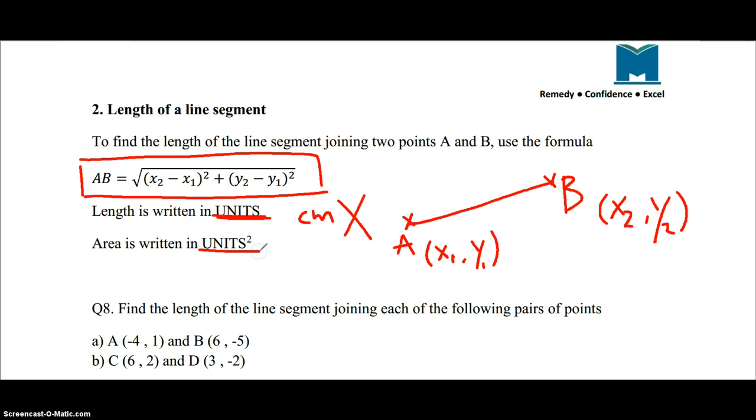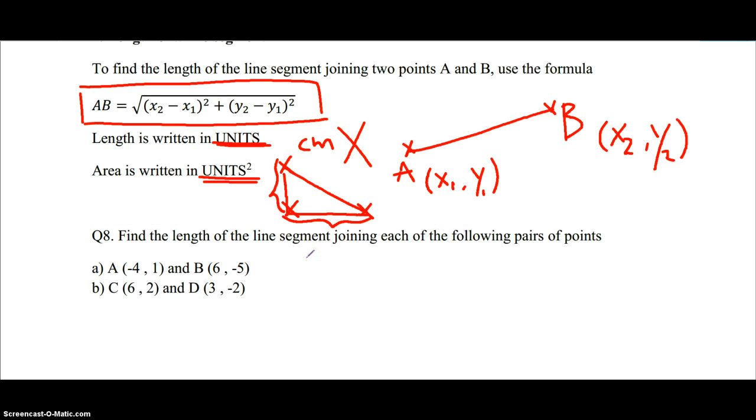Now, under what circumstances will we be tested on area? For example, if I give you 3 coordinates on the graph, and I give you each of the coordinate points and ask you to find the area of the triangle, then of course it will be half times base times height. Because on the graph all the lengths are represented by units, the area of the triangle will thus be units squared. Okay, let's continue.